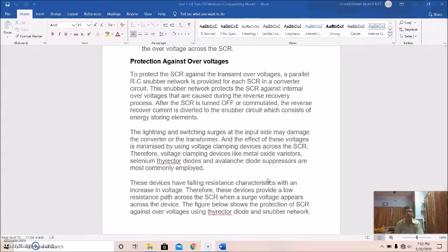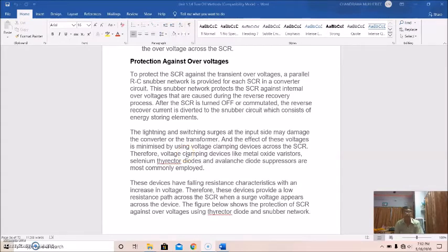Due to these transient over voltages, an RC snubber circuit, a parallel circuit across each SCR in a converter circuit, is used. In our earlier class we have discussed how the snubber circuit works. This snubber network protects the SCR against internal over voltages that are caused during the reverse recovery process. After the SCR is turned off or commutated, the reverse recovery current is diverted to the snubber circuit, which consists of energy storing elements.